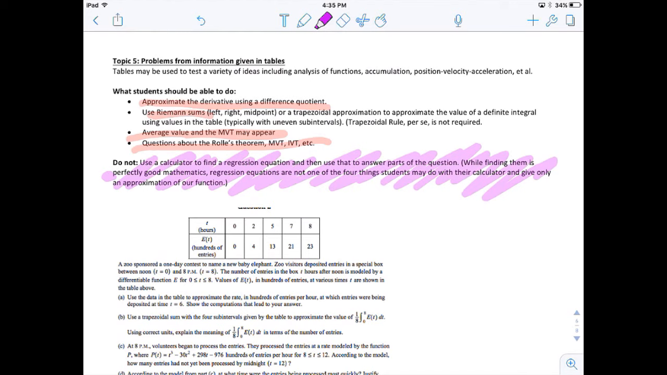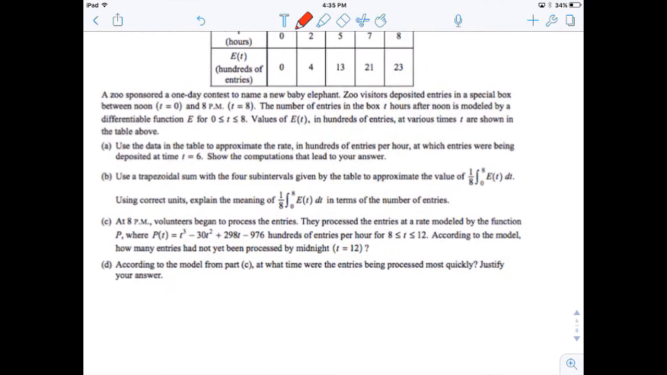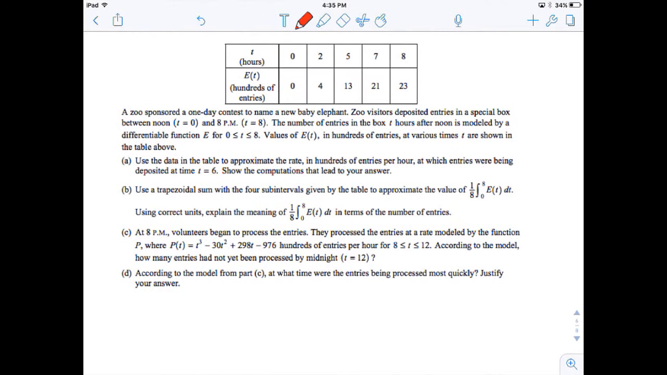So we're going to look at one in particular. This was an interesting one. And this gives us our table, right? So a zoo sponsored a one-day contest to name a new baby elephant. Zoo visitors deposited entries in a special box between noon and 8 p.m. The number of entries in the box after noon is modeled by this differentiable function E.